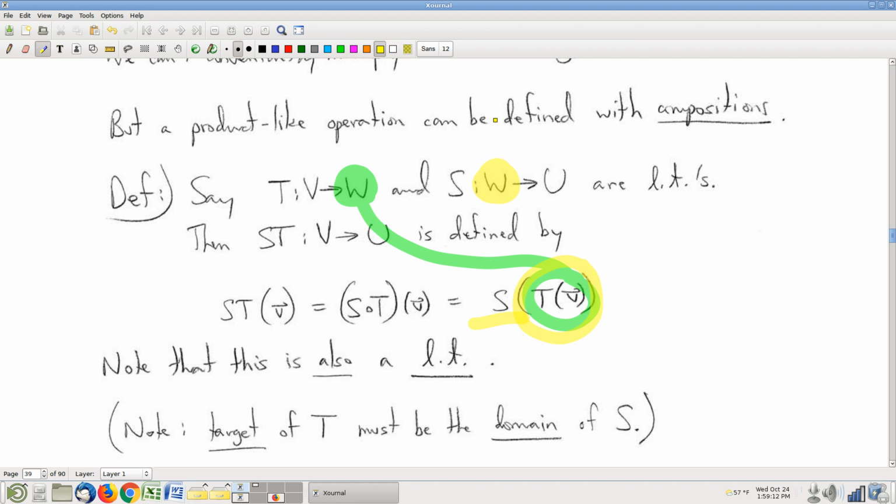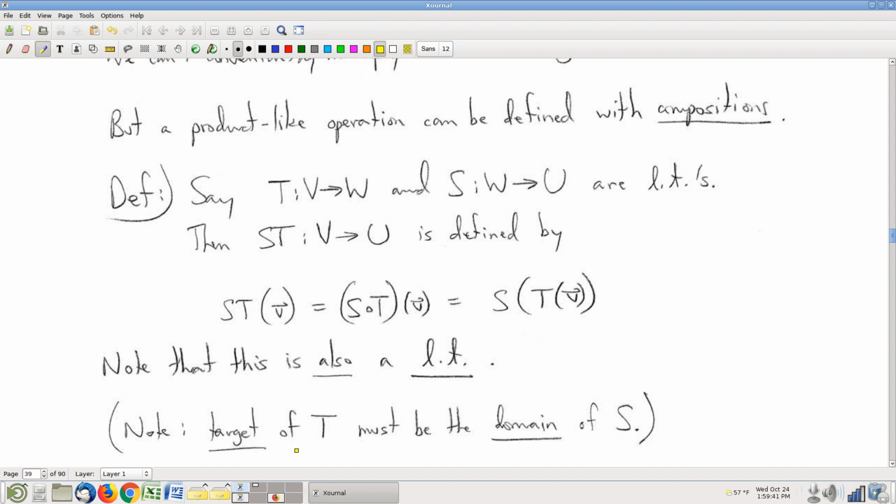We need for the target of T to be the exact same vector space as the domain of S. I need to know that what comes out of here has to be something that's allowed to go in to here. Otherwise, I can't put it in, and the whole thing crashes and burns and doesn't make any sense. So that is a requirement in order to multiply linear transformations.